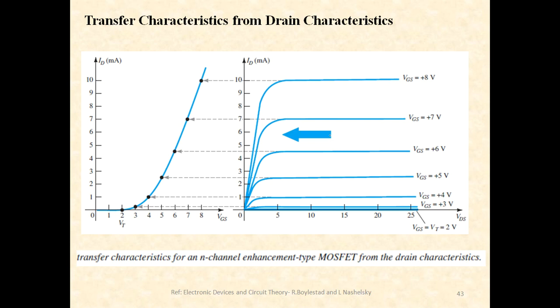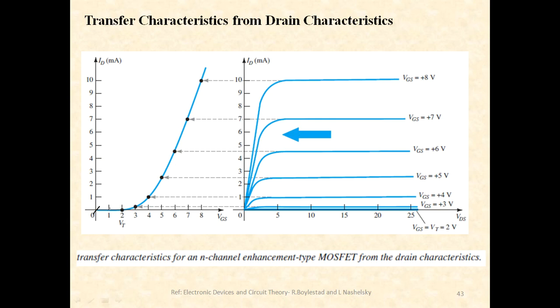Obtaining the transfer characteristics from drain characteristics. We have already seen it in the case of JFET as well as depletion type MOSFET. The procedure is the same. You will have to join the points with the same voltage levels. But in the case of enhancement type MOSFET, the graph is exactly the mirror image here. So just observe.